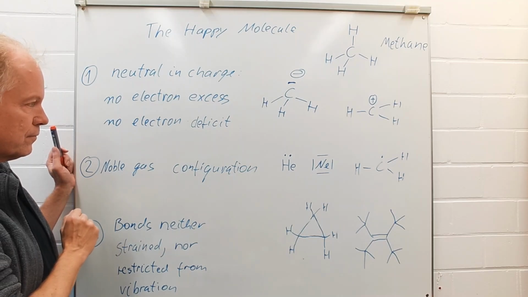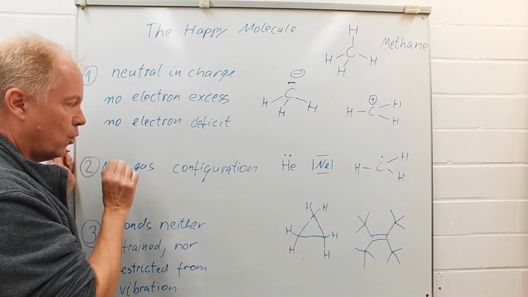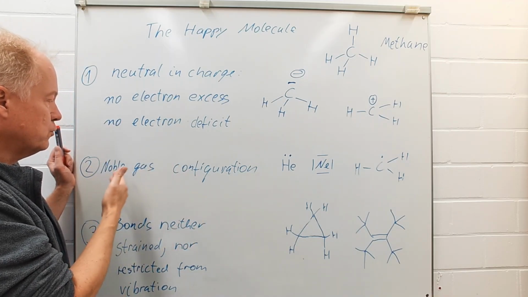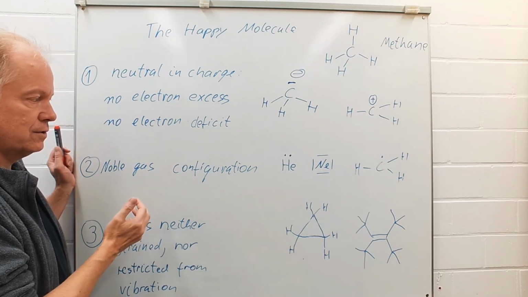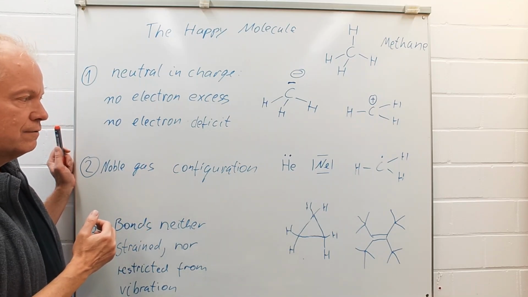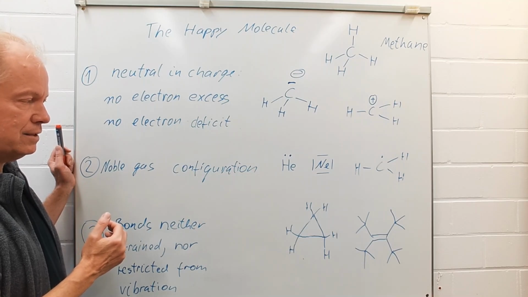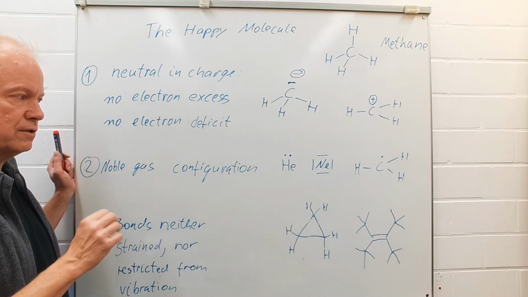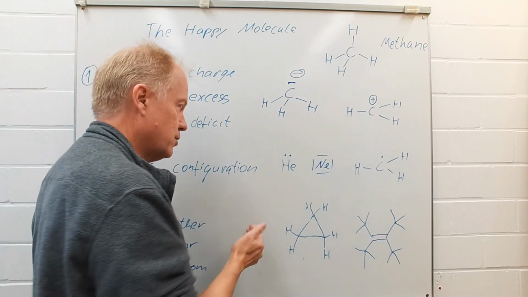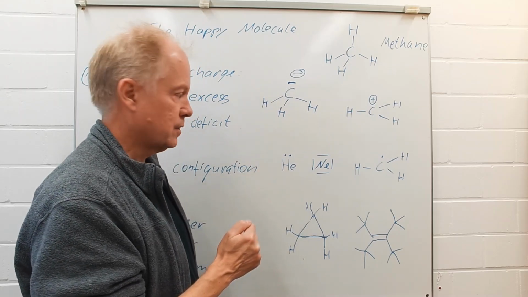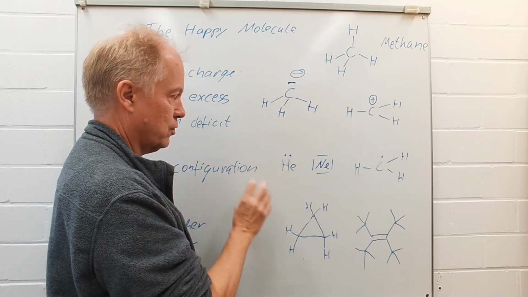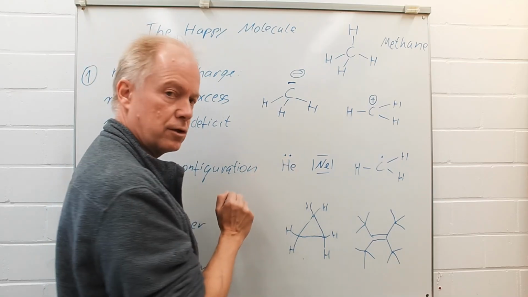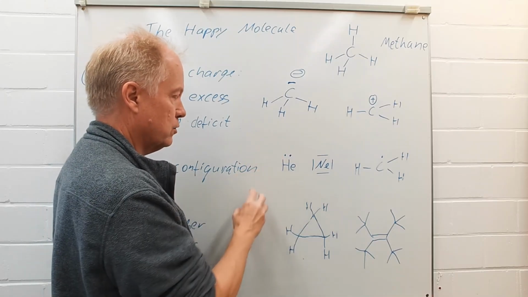Secondly, all atoms of that molecule have to have noble gas configuration. That means that for elements of the first period, while this is hydrogen and helium, noble gas configuration means we have 2 electrons in the outer shell.